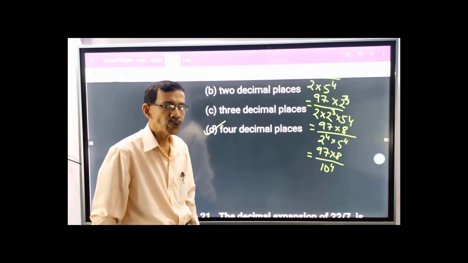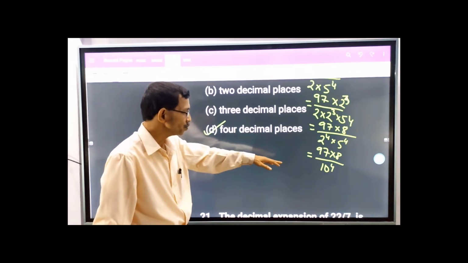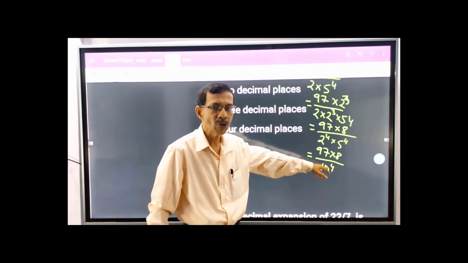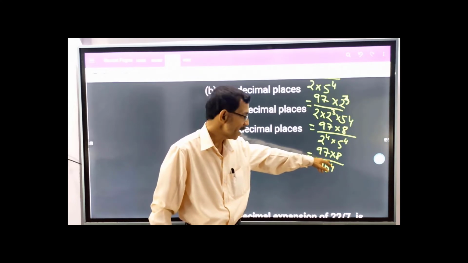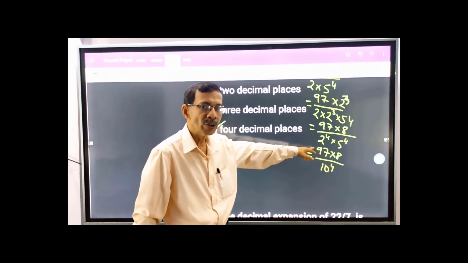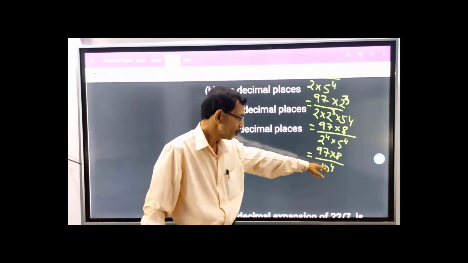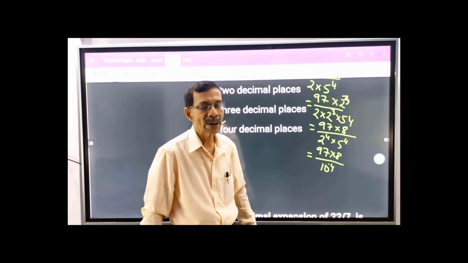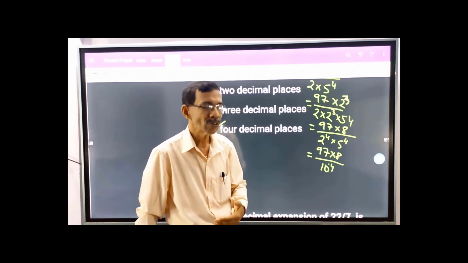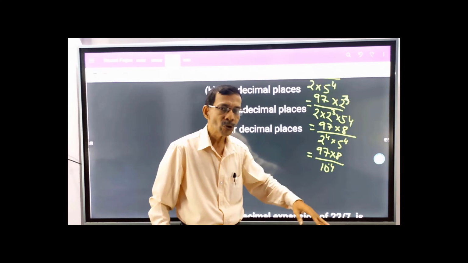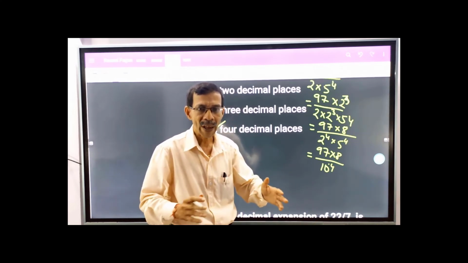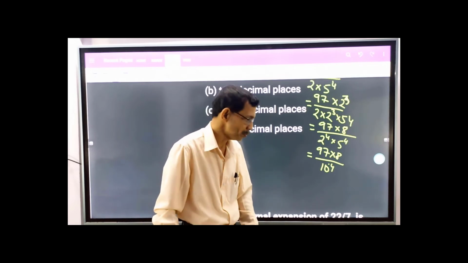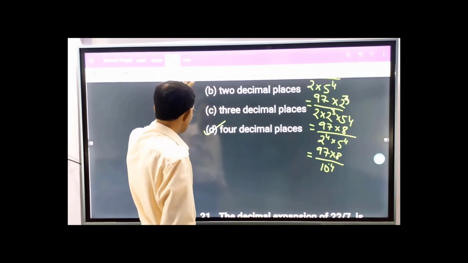So if you want to find out every time how many decimal places, then you have to express into 10 raised to n. The numerator you need not multiply, because from this power we can know how many decimal points to be shifted. So the numerator you don't try to simplify or expand or multiply. Keep it as it is, because that will save the time. The next question.